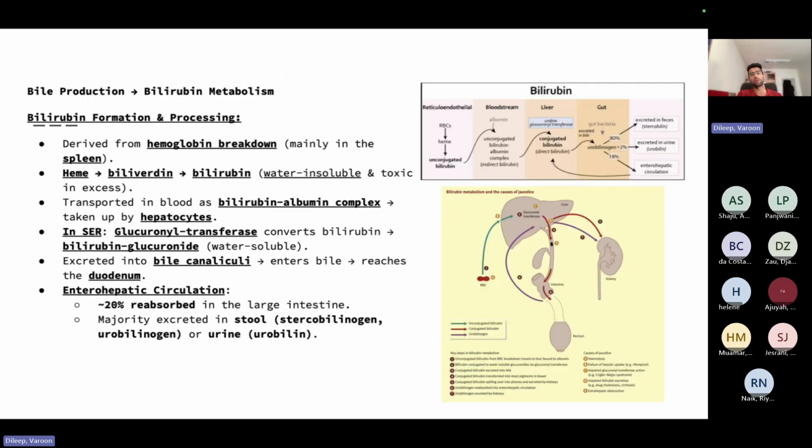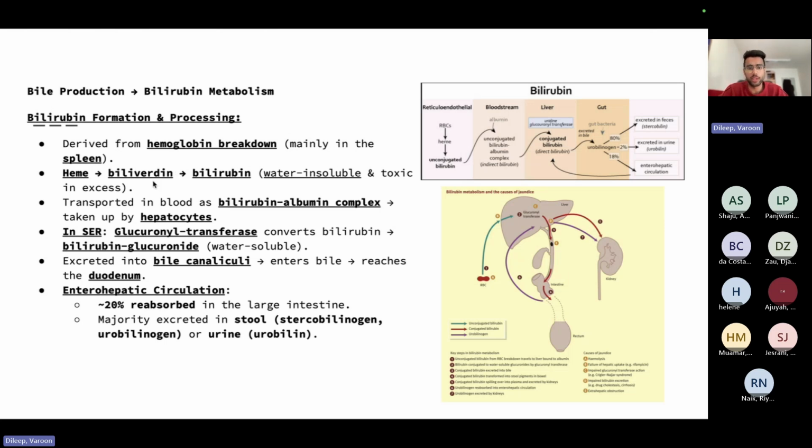So when we talk about bilirubin formation and processing, guys, please, this is a really important process to remember, and I tried my best to simplify it. So first of all, bilirubin is derived from the hemoglobin breakdown. First, the red blood cells break down, and this will be recognized by the macrophages, as Ria had mentioned, the Kupffer cells. The broken red blood cells release hemoglobin, which is taken up by the Kupffer cells.